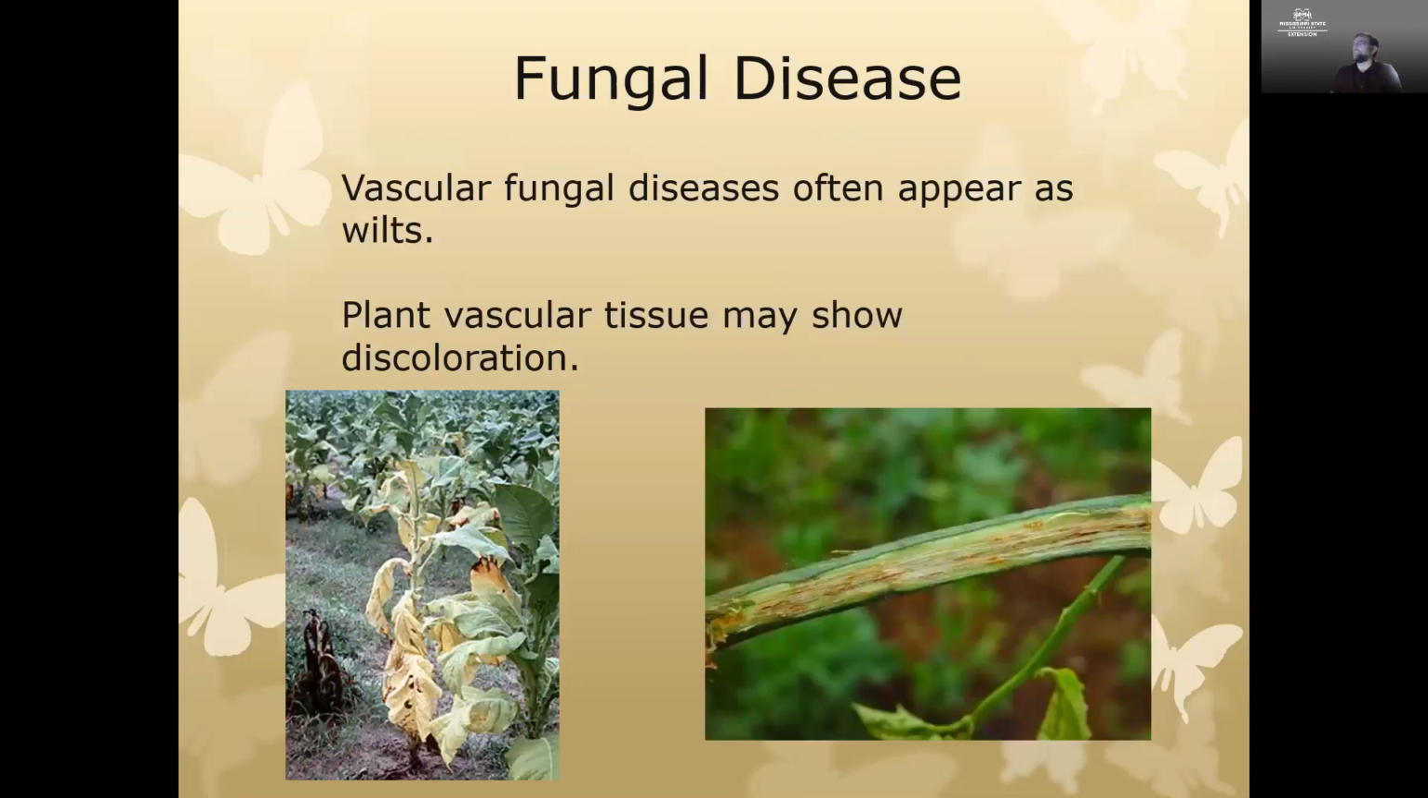With vascular diseases, it can be a little bit difficult because the fungus is actually growing inside the plant. So often we're going to see discoloration, and often we're going to see wilt affecting that plant. So the plant has a fungus inside the tissue or the cells that normally transport water and nutrients to the plant, and that results in the plant wilting. So if we were to cut that plant open, we can then look inside.